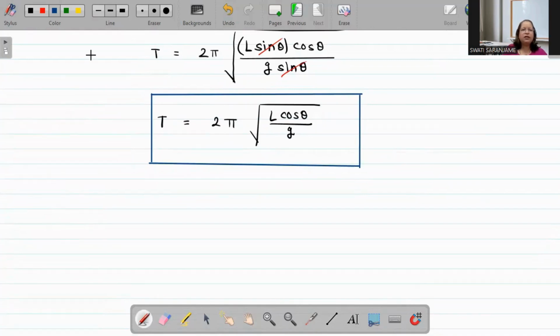Let us write that in a statement form. This expression gives periodic time of a conical pendulum.